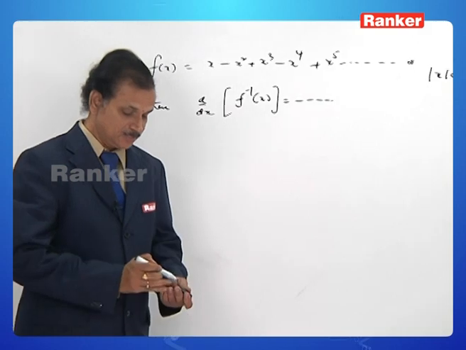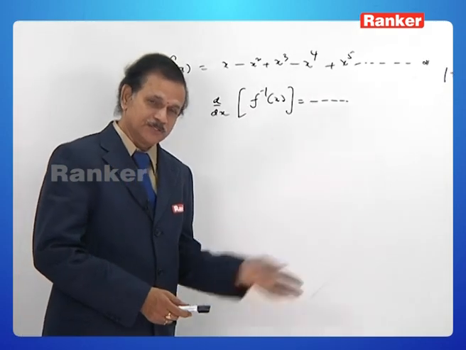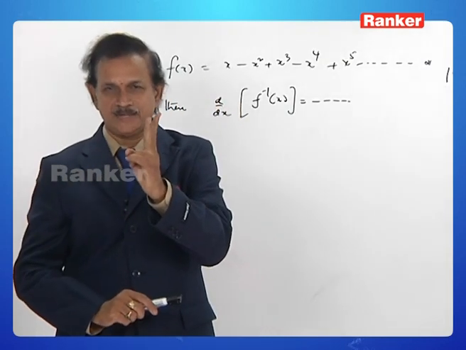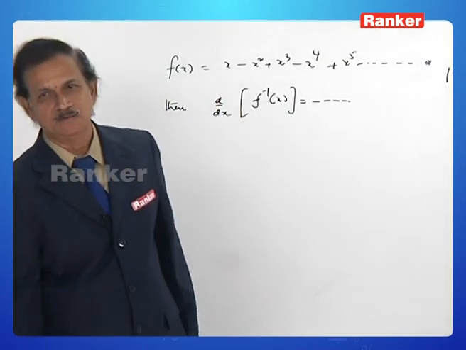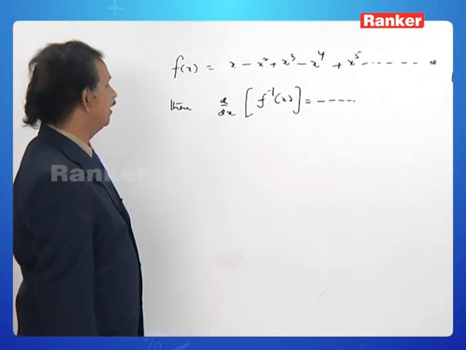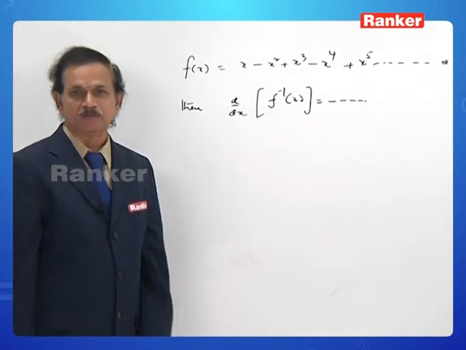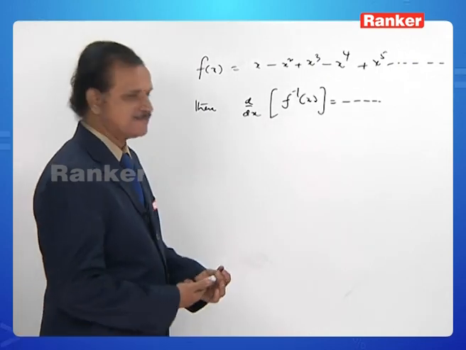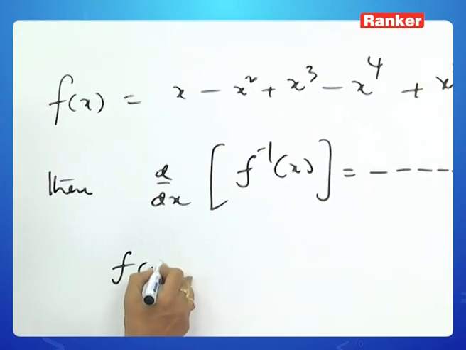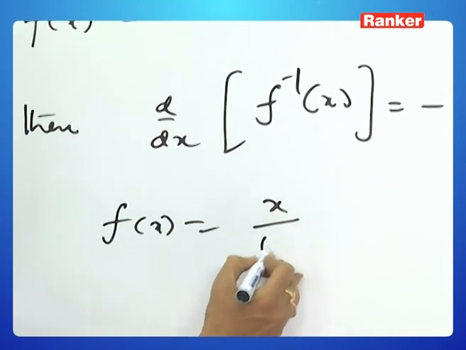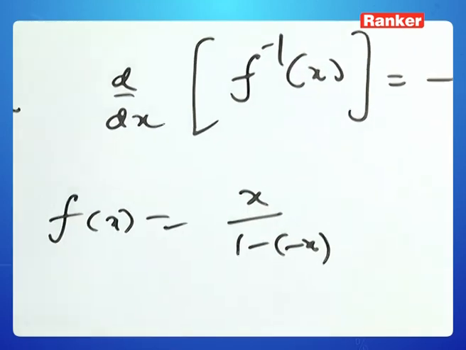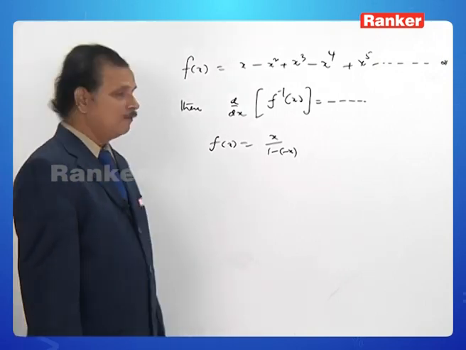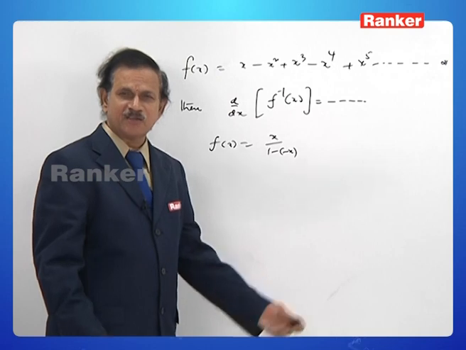He's asking us this. Therefore, to trace the answer for such questions, you may be attempting two applications. Number one, you must be able to know f inverse of x and then its derivative. First of all, you have to get f of x simplified. What is f of x? f of x is equal to a by 1 minus r, isn't it? What is a and what is r?